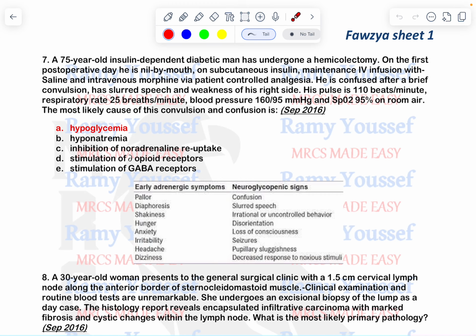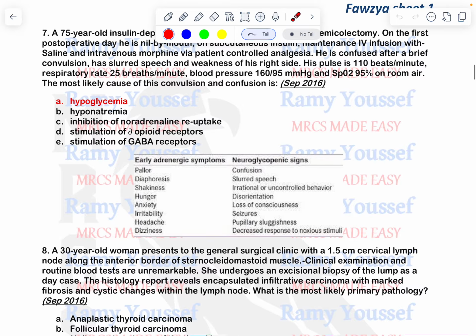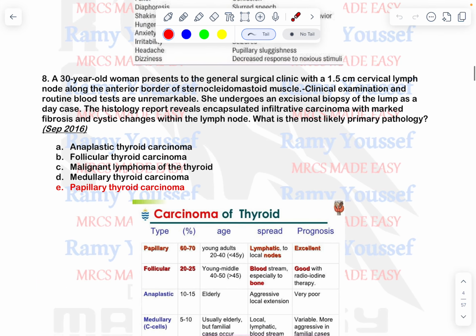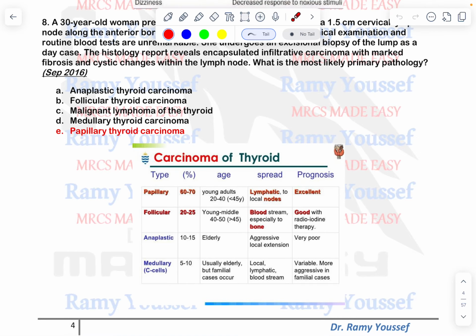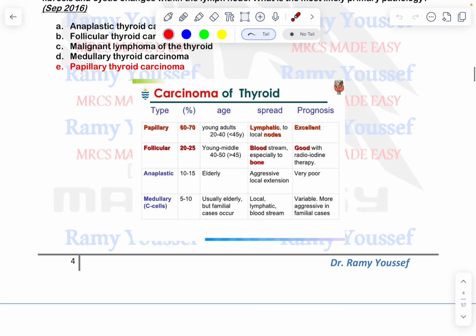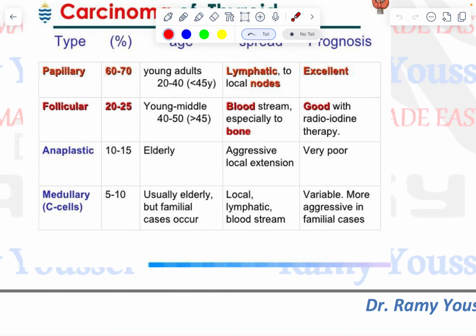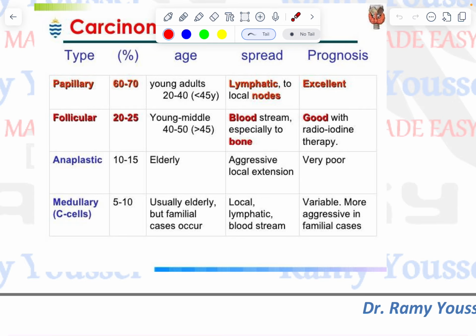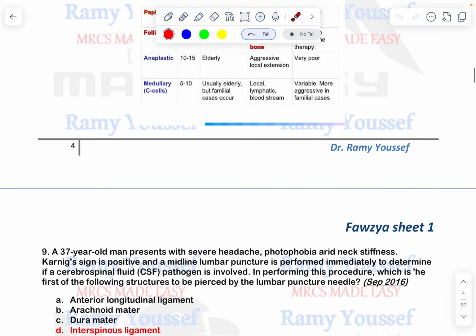Now there has to be some primary pathology. Let us see what options are given. It can be in the thyroid or inside the larynx, because this is anterior to sternocleidomastoid, where lymphatic drainage is the cervical group of lymph nodes. If thyroid, lymph node involvement is papillary. Carcinoma of thyroid, papillary is most common: 60 to 70% is papillary, 20 to 25% follicular, anaplastic 10%. Papillary: young adults, lymphatic spread, good prognosis. Follicular: bloodstream spread, goes to bones, radioiodine. Anaplastic: aggressive, locally invasive. Medullary: familial, both lymphatic and bloodstream spread.